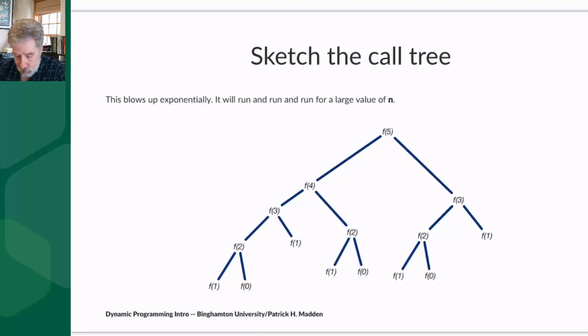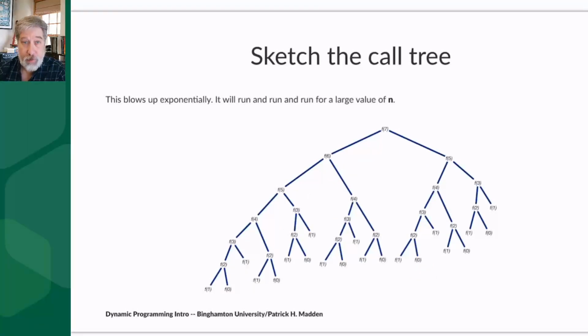If I come in here with Fibonacci of 5, I make a recursive call to Fibonacci of 4, and also a recursive call to Fibonacci of 3. This Fibonacci of 4 calls 3 and 2, and it keeps on going. It's going to blow up, get larger and larger and larger. And here's Fibonacci of 7. It's going to get bushy, and if you throw a large number at this recursive Fibonacci, your code is going to run pretty close to forever.